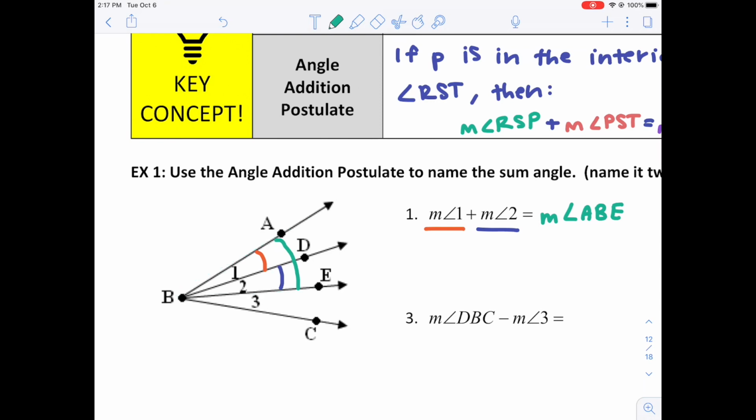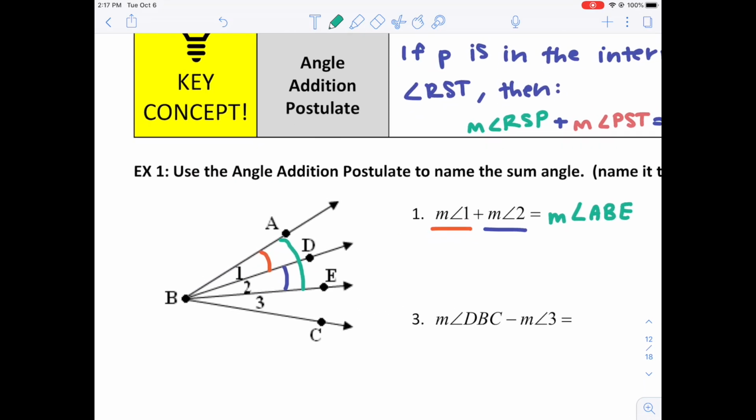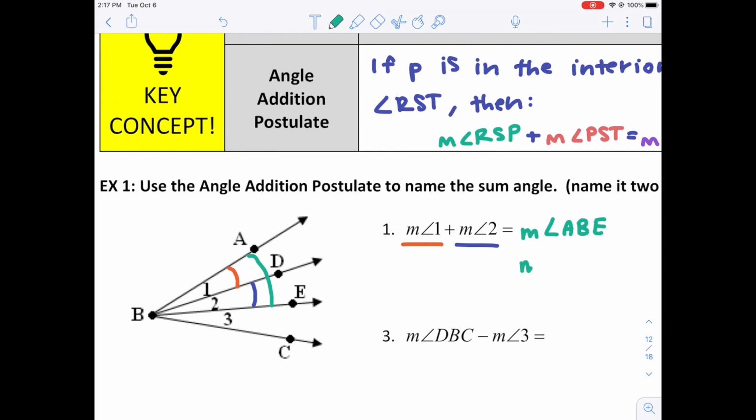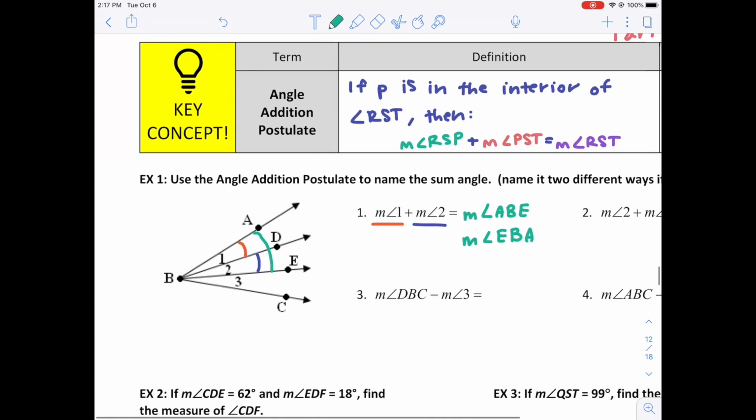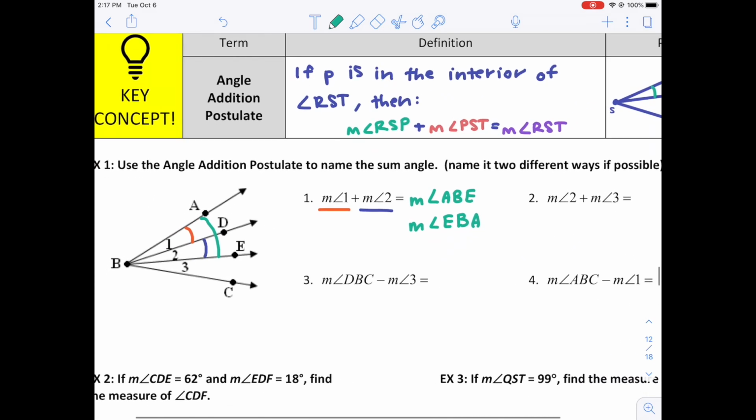We were also told to name it in two different ways if possible. So measure of angle EBA would be another way of saying that. Remember, when you're naming angles, the vertex has to be in the middle. The order of the two other points does not matter.